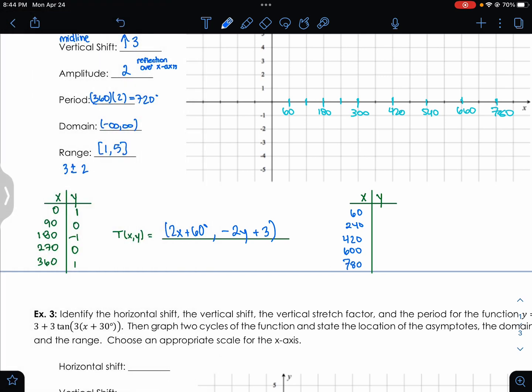The y values are a little bit easier to figure out. Negative 2 times 1 is negative 2. Negative 2 plus 3 is going to be positive 1. 0 times negative 2 is 0. Plus 3 is going to be 3. Negative 1 times negative 2 is going to be positive 2. Positive 2 plus 3 is going to be 5. 0 is going to give us 3 once we plug that in. And then when we plug 1 in, we're going to get 1 again.